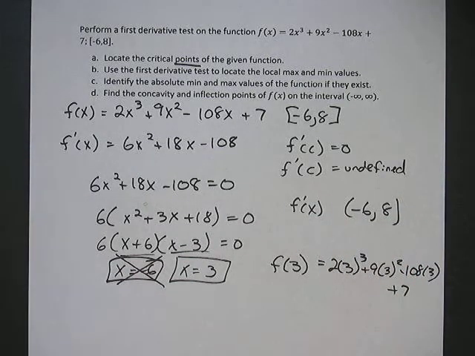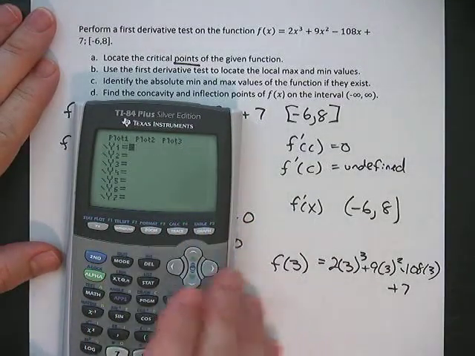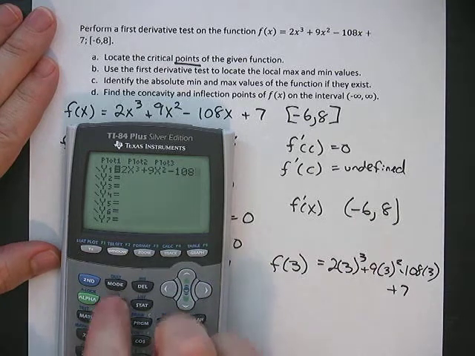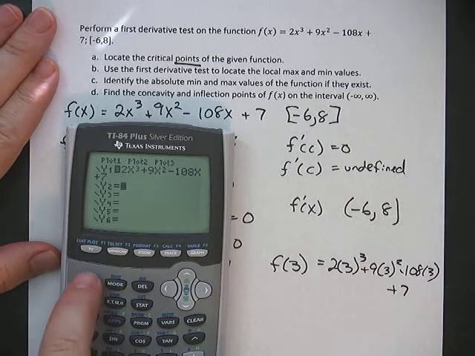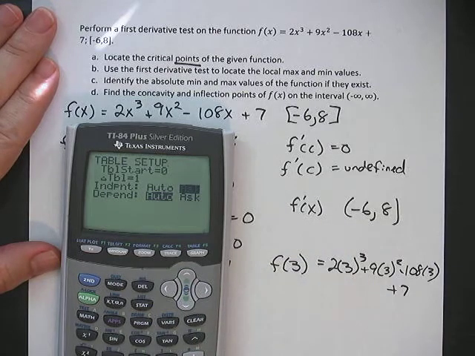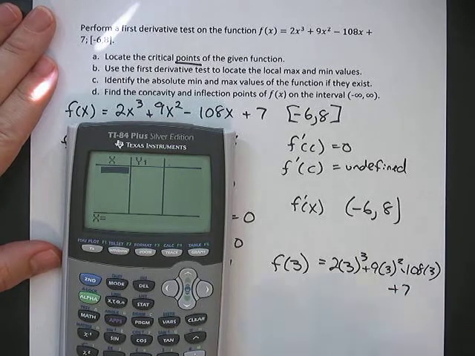We can type that into our calculator. I'm going to go ahead and plug it in. In the graph part, 2x cubed plus 9x squared minus 108x plus 7. There are a couple of ways that you can find the values now that you have it typed into the calculator. You can go to second window and set your independent variable to ask. That way when you hit second graph, you have a blank table and you can type in what you want.